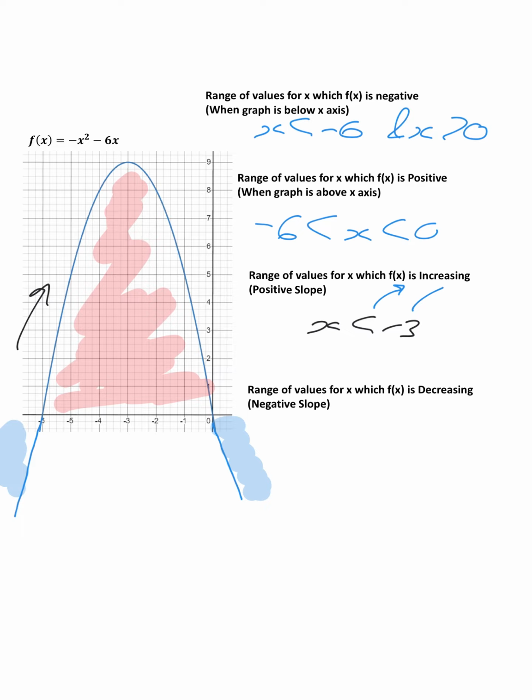Now the range of values of x for which f of x is decreasing, this is a negative slope going down this way. So again, from the top here, as soon as it gets past -3, it's going to be decreasing. So when x is greater than -3, and that's it. Any questions, please leave them in the comments.